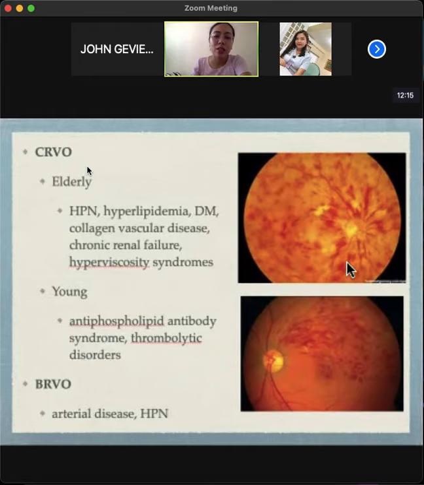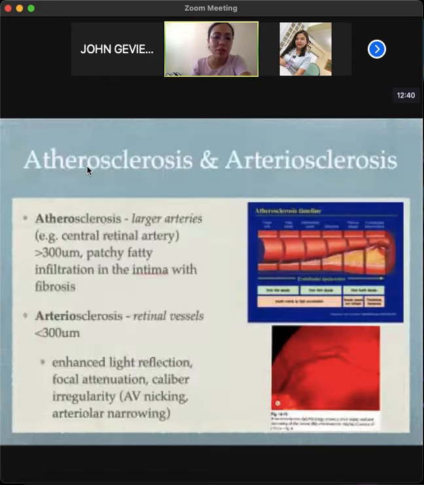So if this happens in the elderly, usually investigate for hypertension, diabetes. However, in the young, you should investigate more because other hematologic disorders may be associated with it, like also your APAS, or OCP use or contraceptive use. So I've discussed already the risk factors last week. Also in patients who are hypertensive, hyperlipidemic and obese, atherosclerotic or arteriosclerotic vessels can also be seen in their eyes.